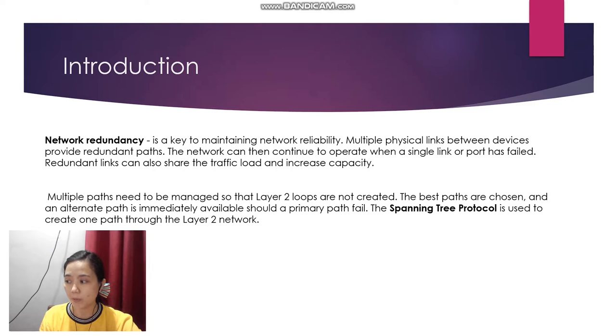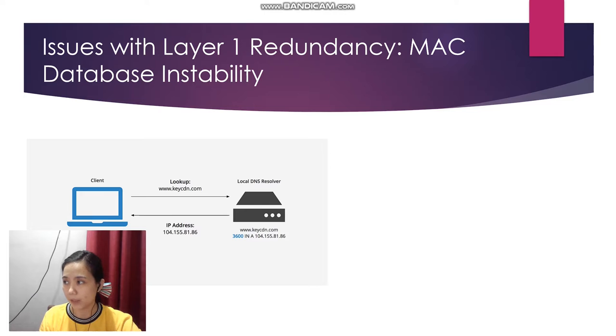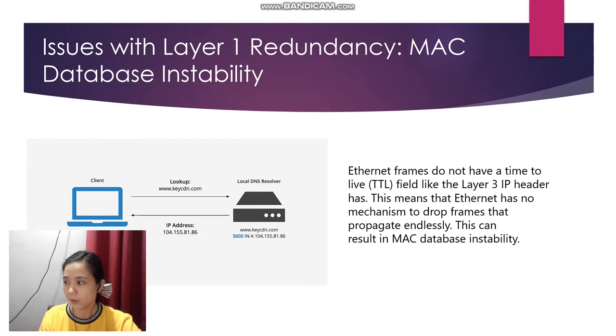The Spanning Tree Protocol, or STP, is used to create one path through the layer 2 network. So, issues with layer 1 redundancy or MAC database instability. This is a sample illustration of TTL, or time to live. Ethernet frames do not have a time to live, or TTL, field like the layer 3 IP header has. This means that Ethernet has no mechanism to drop frames that propagate endlessly. This can result in MAC database instability.